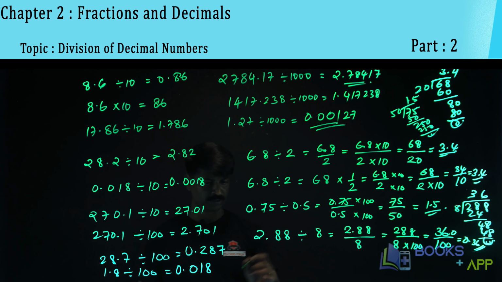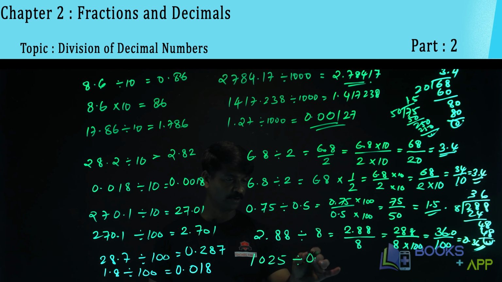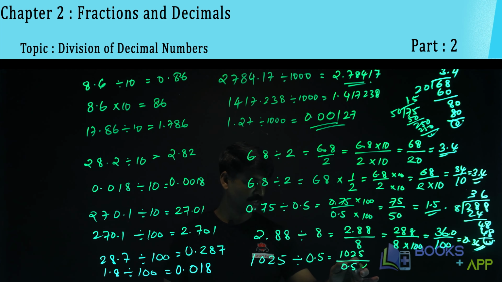Let us solve one more. 1025 divided by 0.5. What is the answer? Yes, 1025 divided by 0.5. If you multiply the denominator by 10, it becomes what? 0.5 into 10 is 5. So with the same 10, you should multiply here. So it becomes 10250.